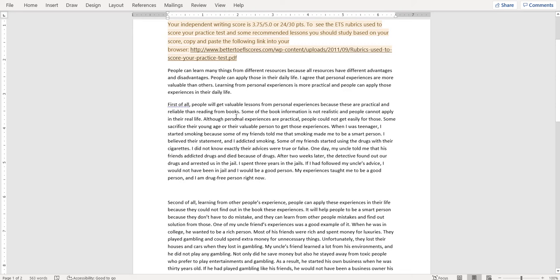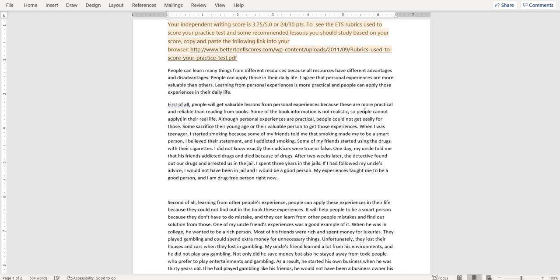You say people will get valuable lessons from personal experiences because these are practical and reliable. I'm going to say more practical and reliable than, so more plus than, some of the book information is not realistic. I would maybe say so people cannot apply these concepts, maybe? I would put in there.